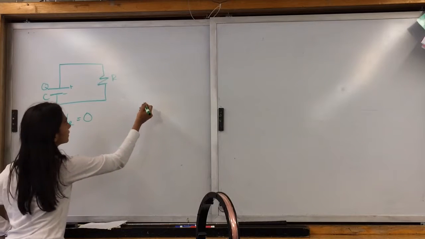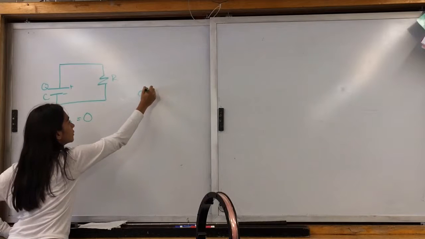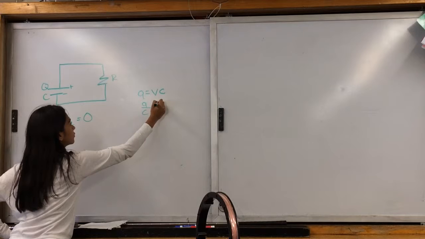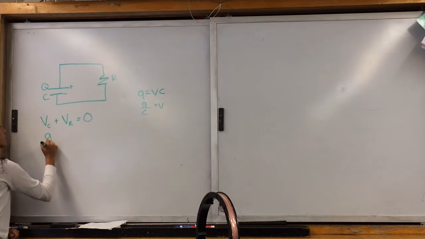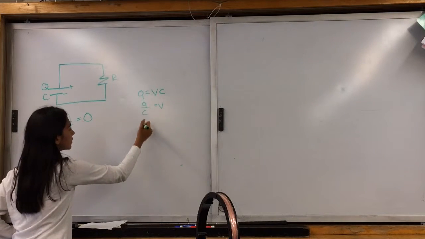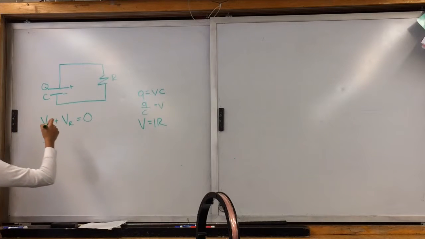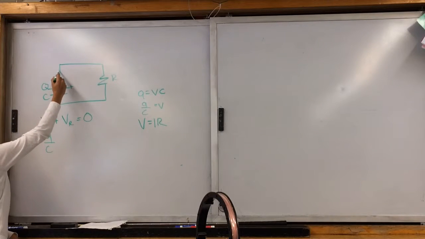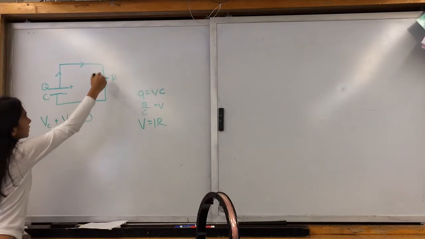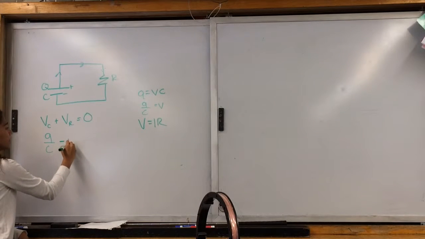Like in the other video, we learned that the voltage on the capacitor comes from the formula Q equals VC. And when you solve for V, you get Q over C equals V. And the voltage on the resistor comes from the formula V equals IR. In this RC circuit, you see that the current is going around, and when it's going through the resistor, it's going down, which means that it's going to be negative.